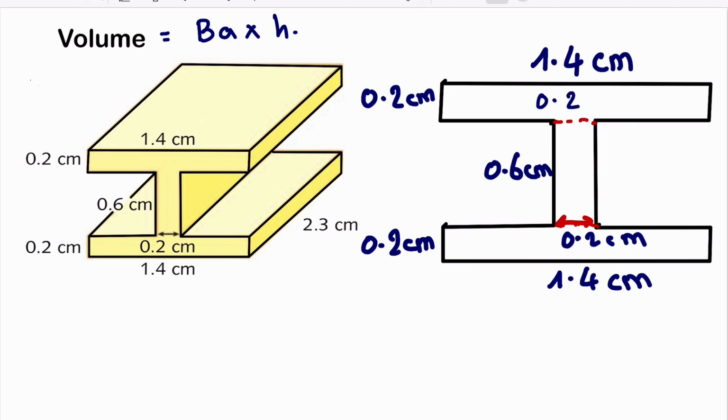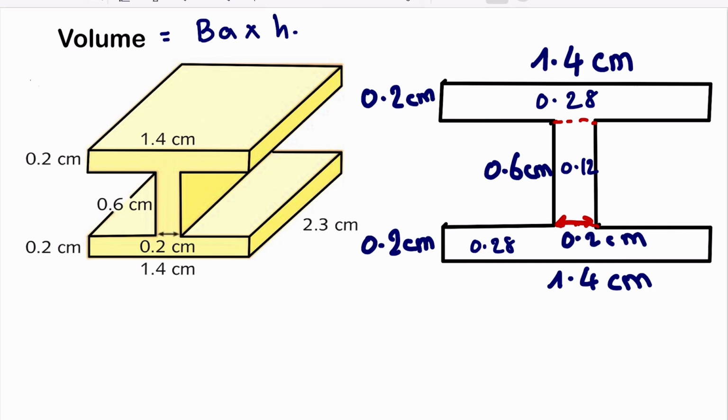0.28. Then here we have, and also here is the same. So we have 1.4 times 0.2. It will also give us 0.28. Then lastly, we have this section, which is made up of 0.2 times 0.6. So this will give us 0.12.